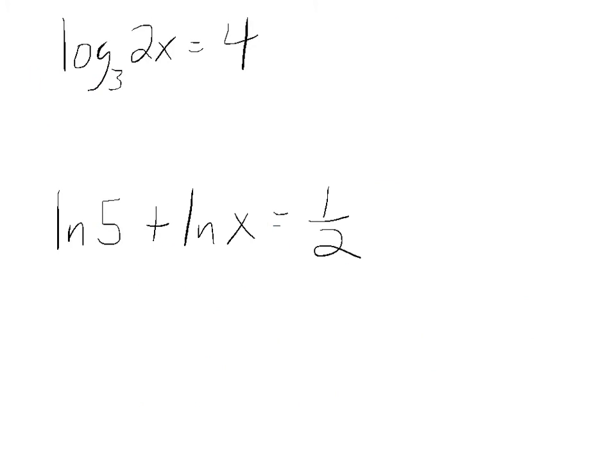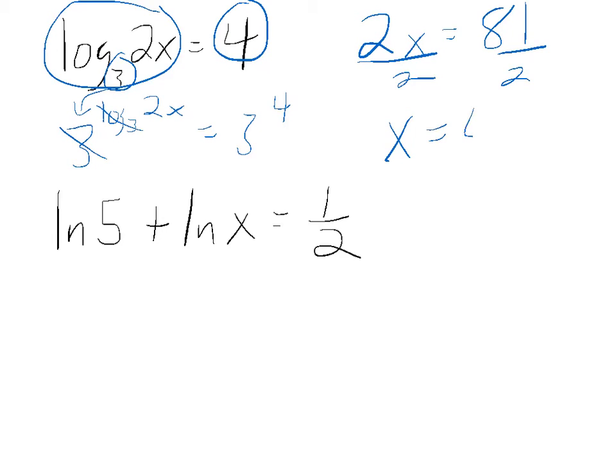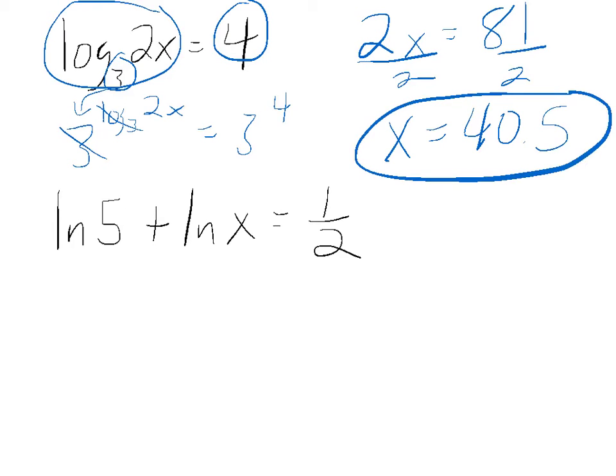Same idea if I want to solve these logarithms. So what's the opposite of a logarithm? Well, the opposite of a logarithm is an exponentiation with the same base. So what I can do is take both sides and raise them up into the exponent. So 3 to the log base 3 of 2x, and remember you need the same base, equals 3 to the 4th. Well, the 3 and the log 3 cancel, so I've just got 2x equals 3 to the 4th. 3 to the 4th is 81. Divide by 2 on both sides, I get 81 halves, which is 40.5.